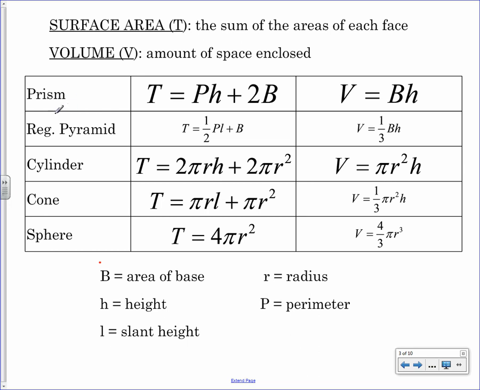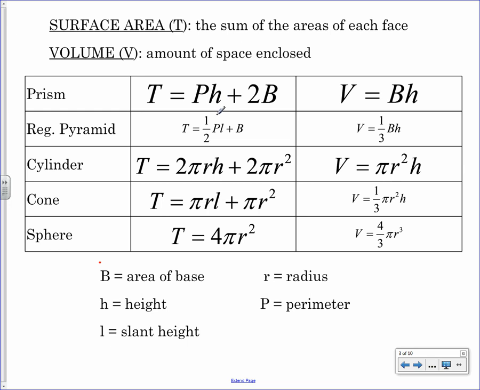So for a prism, it's T equals pH plus 2B. If you don't know what those mean, that's a problem, right? So underneath yours and mine, it says what everything stands for. P stands for perimeter of what? What's yours say? Perimeter of base, right? That's very specific. That matters. And then this H is the height.